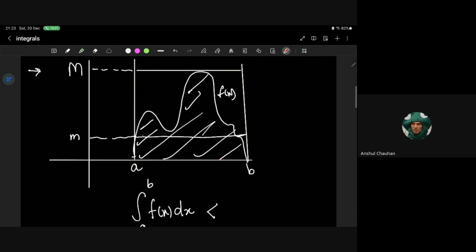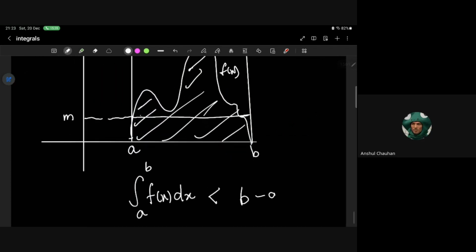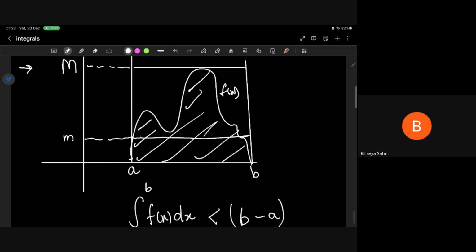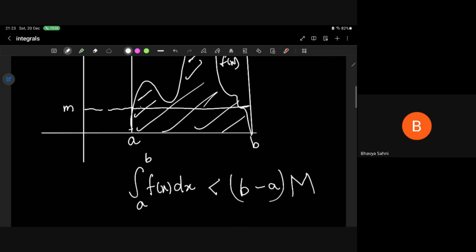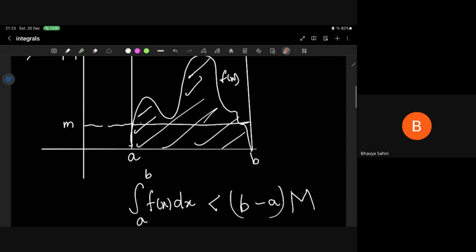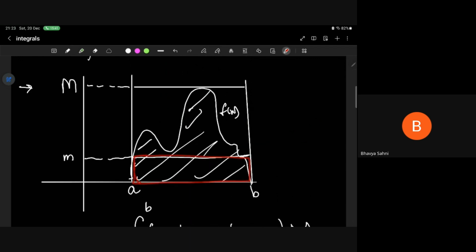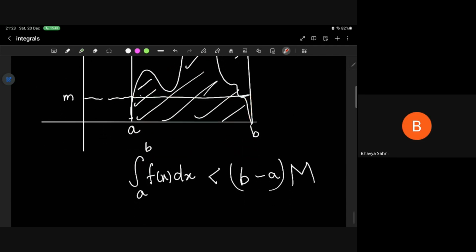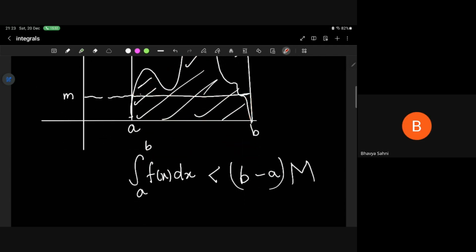So the base is b minus a, into what? b minus a into capital M. That would always be followed. And I can also say that it will always be bigger than this area, because this represents only the lower range, the minima, and there will be a maximum above it. So it will always be bigger than this, b minus a times small m. Now it could be equal also, if there is no upper limit, if it is a constant function, then it will all become equal. Correct? So that's how we do area type of questions.